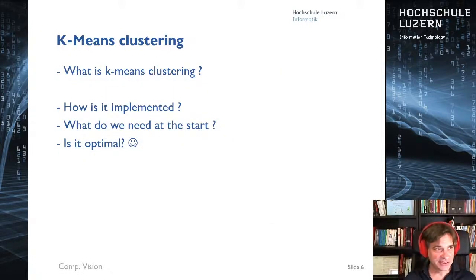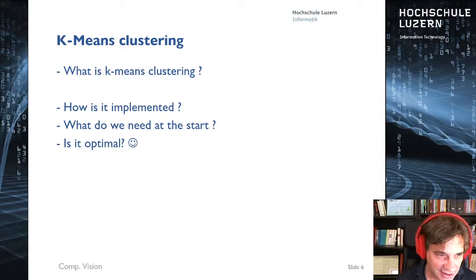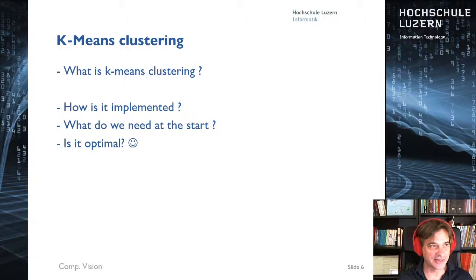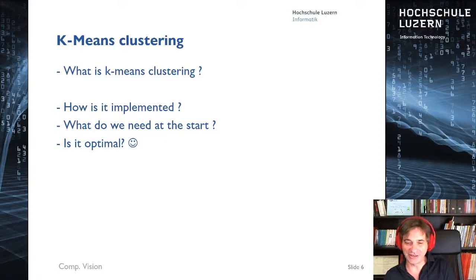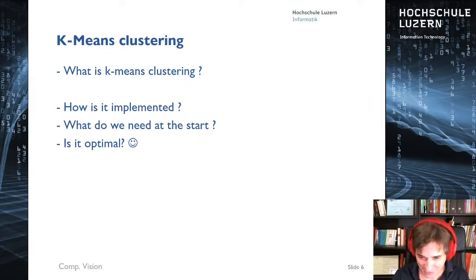The first thing we want to look at here is k-means clustering. I would expect that some of you, maybe most of you, have already heard of k-means clustering in one of the other lectures. So think quickly: how is k-means clustering implemented? What do you actually need for k-means clustering at the start? And will you get the optimal solution? Anybody have some ideas on that?